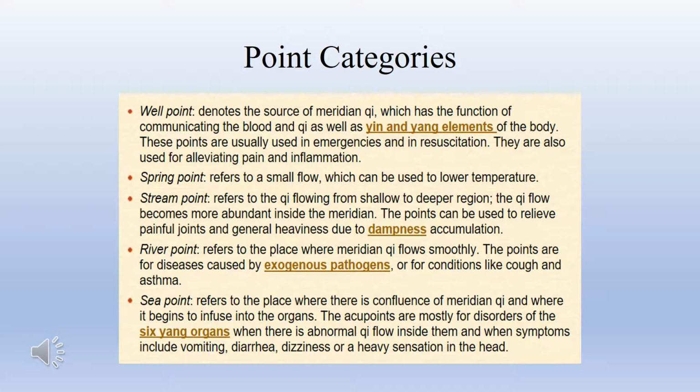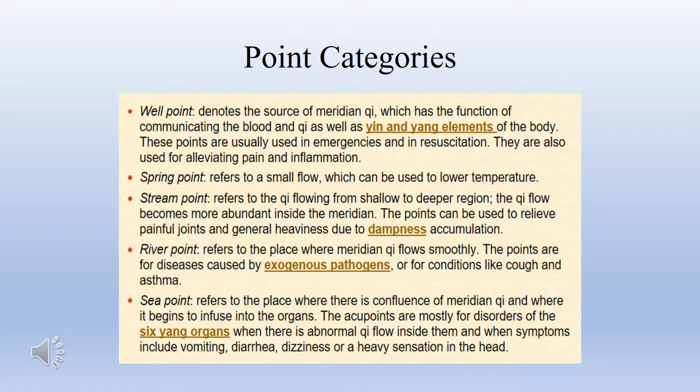Spring points refer to the flow, which is small, which can be used to lower temperature, used for febrile conditions. Stream points refer to the qi flowing from shallow to deeper regions. The qi flow becomes more abundant inside the meridian. The point can be used to relieve painful joints and in general heaviness due to dampness accumulation, also known as arthritis. River points refer to the place where the meridian qi flows smoothly.